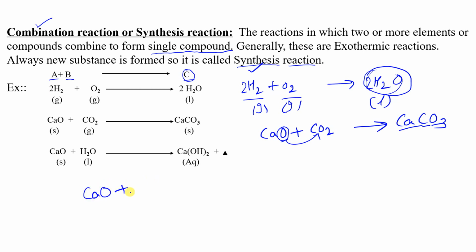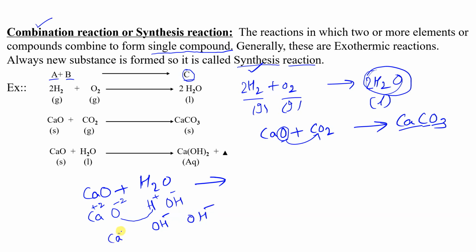Similarly, calcium oxide with water. What we get: calcium with oxygen, and water breaks as H plus and OH minus. Oxygen is minus 2, calcium is plus 2. This H plus combines with this O minus and forms OH minus. Here also we have OH minus. Calcium is plus 2, so this calcium combines with two OH minus groups and forms calcium with two OH groups together. It also releases heat, so it is an exothermic reaction. So this is the story of combination reactions, definition and examples.